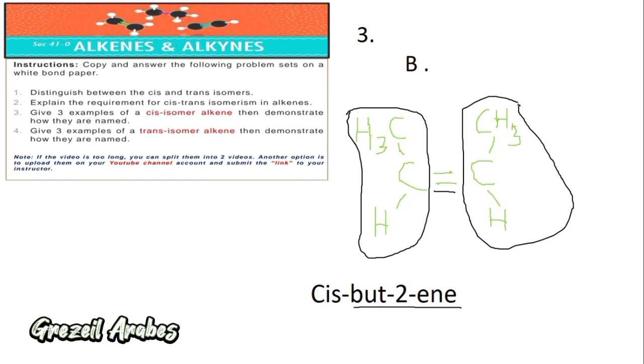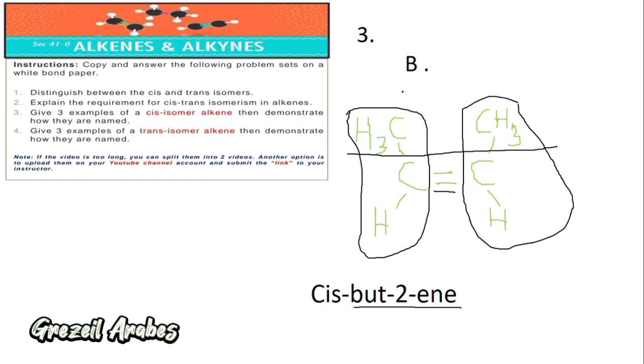Also, ma'am, this is a cis isomer alkene because the groups or the elements here are on this side, ma'am, because that is the meaning of cis in Latin, on this side of.